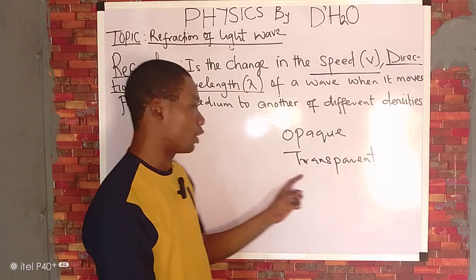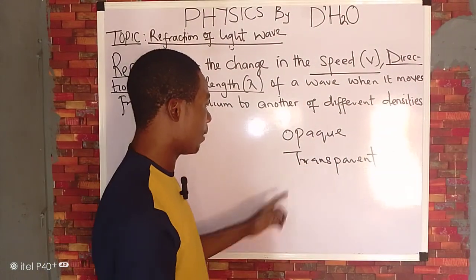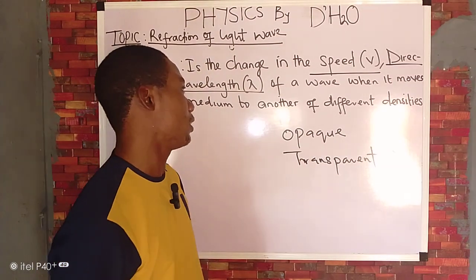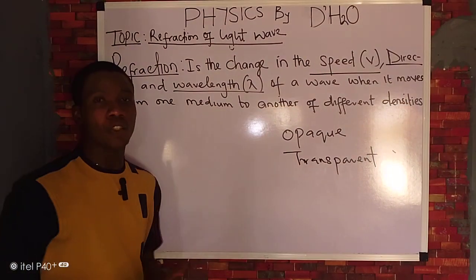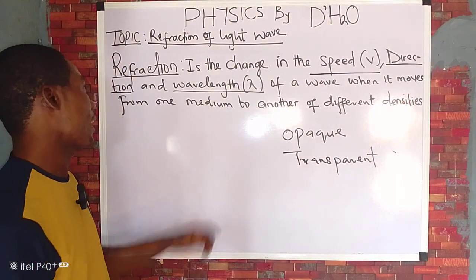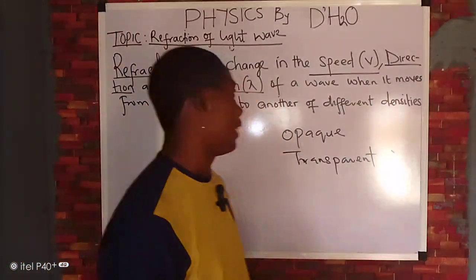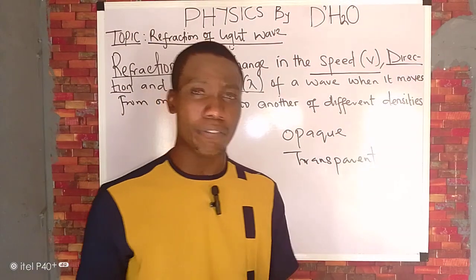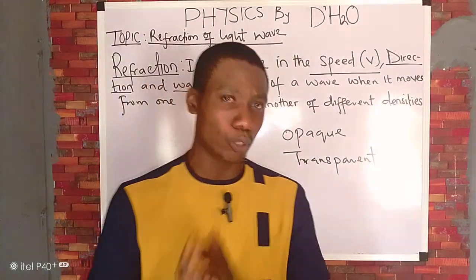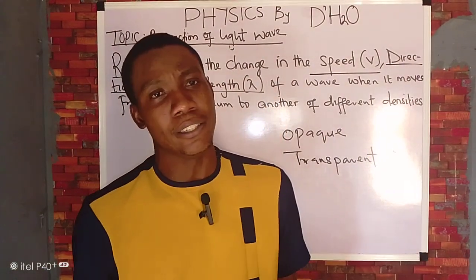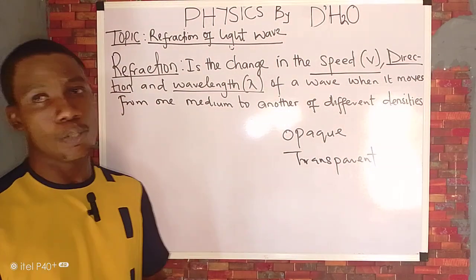Now, if you go back to transparent material, like I said earlier, you discover that large amounts of light will pass through every transparent material. And it is in transparent material that we'll probably observe the effect of refraction of light. Like I said before, refraction means the change in speed, change in direction, and change in the wavelength of a wave. Why? Because as the light moves from one medium to another of different densities, the direction, wavelength, and the speed is bound to change.